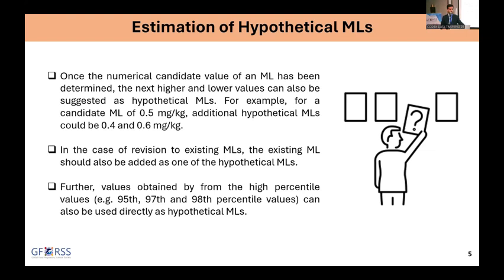For example, for a candidate ML of 0.5 milligram per kilogram, additional hypothetical MLs could be 0.4 and 0.6. Or if I have one, I could go for 2, 3, and 4 and test for those MLs.